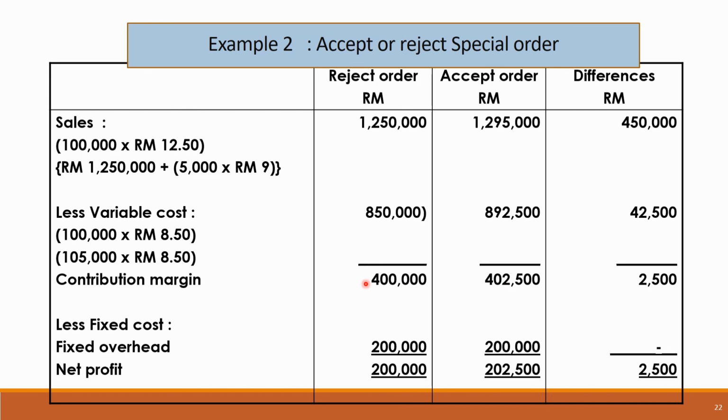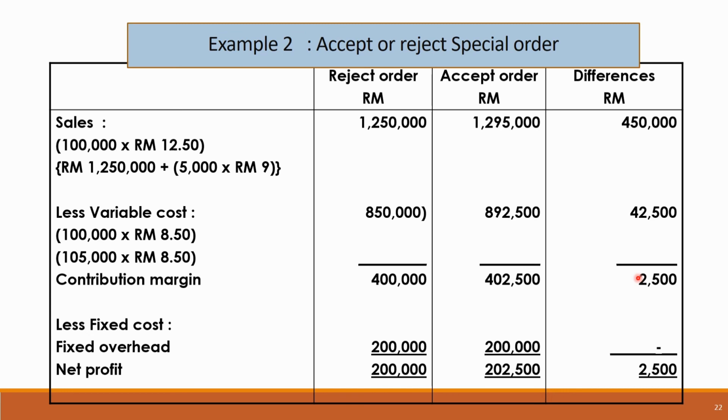Now, after calculating contribution margin, we can calculate net profit. So this is an irrelevant cost, and it does not affect the two alternatives because you want to compare the relevant cost only. So we just use contribution margin. We can compare these two alternatives, and this is the difference amount.